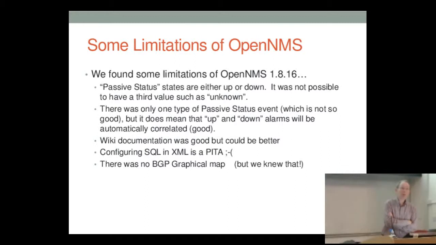The wiki documentation was good in places. I think the wiki page for the passive status keeper, whoever wrote that, that was fantastic, very, very good page. I wish all of the wiki was at that standard, because that was a good page. Configuring SQL in XML is a pain, I have to say. Looking at it on these slides, it looks fairly obvious, but when you're looking at it on a terminal, it is not so good. And lastly, one of the annoying things that the operators really had wanted was a graphical map showing BGP connections. But we knew it didn't do that anyway, so it's just a little way of saying, well, it would be nice if we could have had that in 1.8, but there you go.